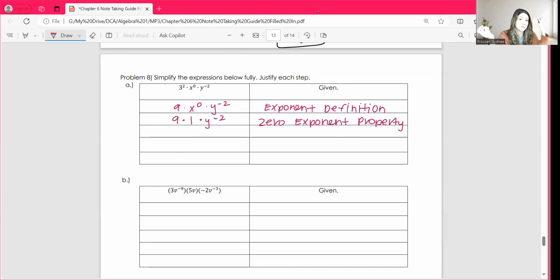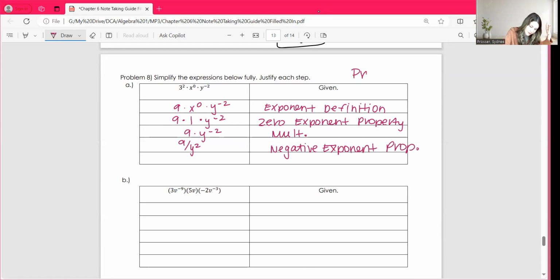Now, when I look at this, I can do 9 times 1. That gives me 9 times y to the negative 2. That's just multiplication. And now I have to handle that negative 2 exponent. So I move it to the denominator and make it positive, and that is the negative exponent property. Okay, so this is called a proof. What we're doing here is we list the math on the left and then an explanation on the right. And this is something you'll do in geometry a lot, but it's good to see this kind of table in Algebra 1.